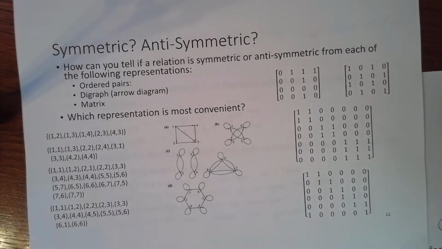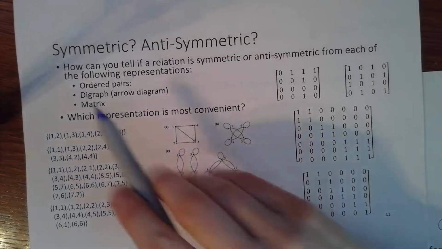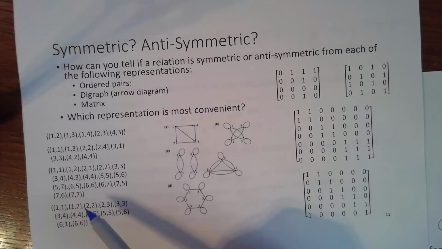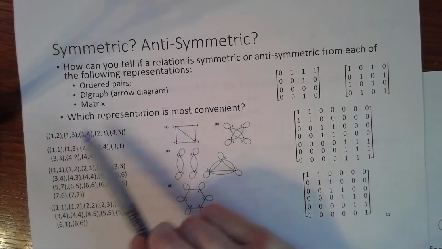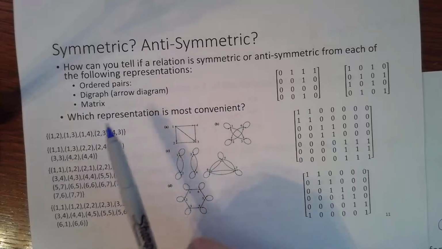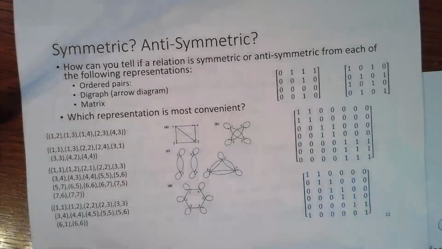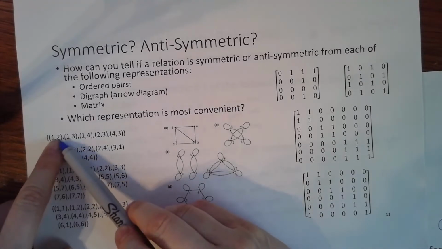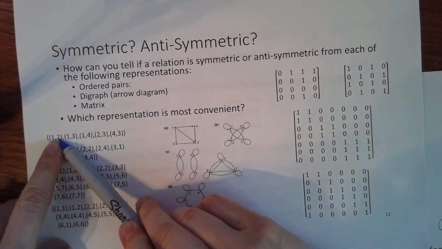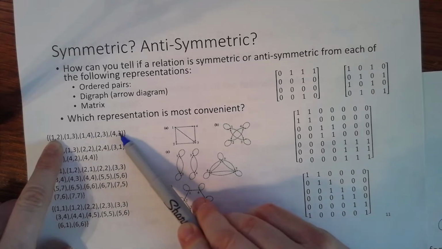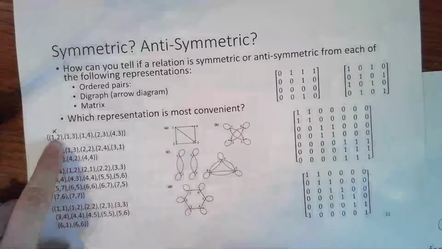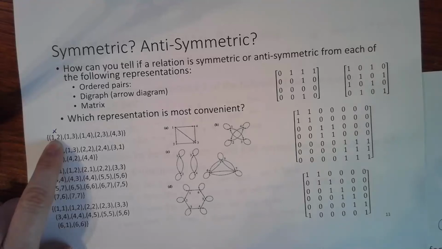All right, so let's look at the ordered pairs first. Okay, so with the ordered pairs, something will be symmetric if, let's say I have A is related to B, then I also would have to have B is related to A. So I could just go through and check. All right, I have 1 is related to 2. Do I also have 2 is related to 1? No, I don't. Okay, so that one doesn't have its matching pair.